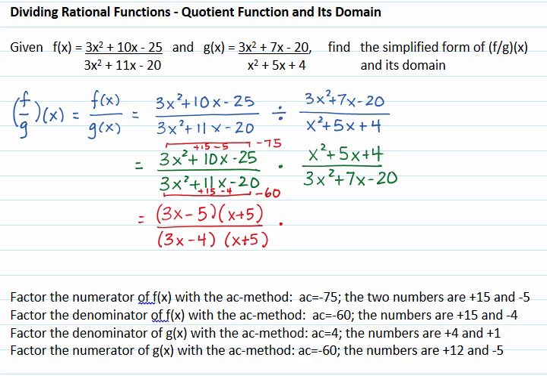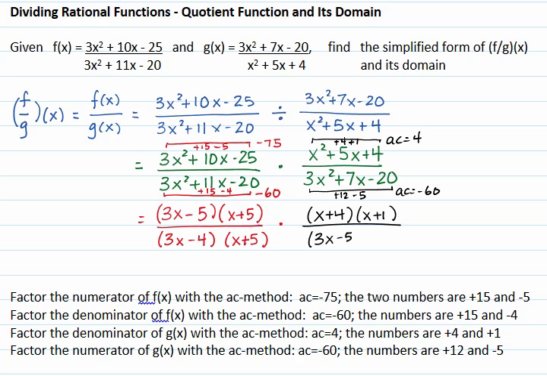We factor the denominator of g of x with the AC method. AC is 4. The two numbers are plus 4 and plus 1. x plus 4, x plus 1. And the numerator also with the AC method. AC is negative 60 and the numbers are plus 12 and minus 5. The factorization is 3x minus 5, x plus 4.